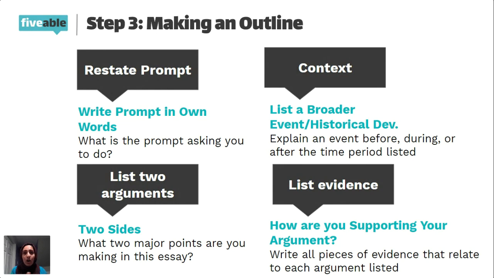Or if you have causes, you might want to have two big causes or two big effects or two big comparisons, etc. And you want to just write those two down. And then the next one is listing your evidence. How are you supporting your argument? So you want to write all the pieces of evidence that relate to each argument listed.